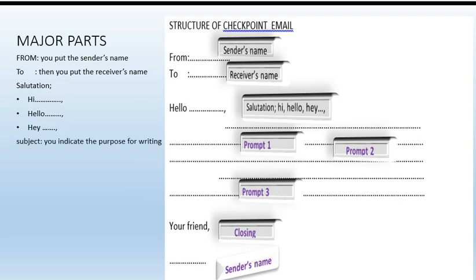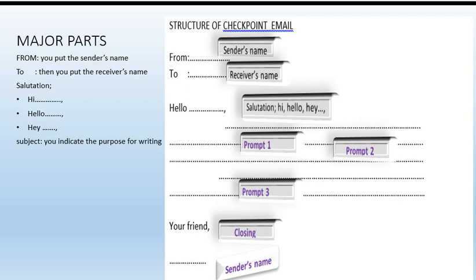Of course, sometimes you may put the subject, but it is not necessary for you to put the subject. So we are going to neglect the subject. That is why in the structure, subject is not appearing. When you put the subject, it will appear to be more formal. But for Checkpoint, they always ask you to write to your friend, so there's no need for you to put a subject.